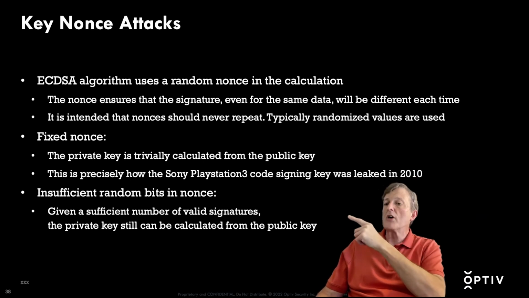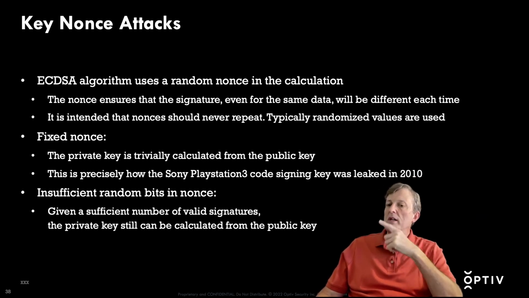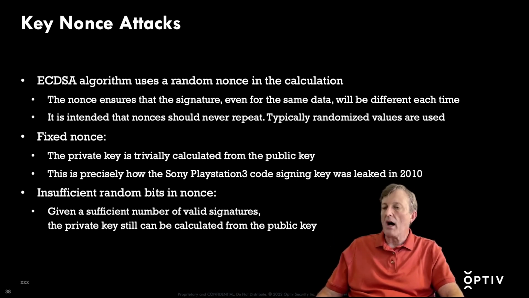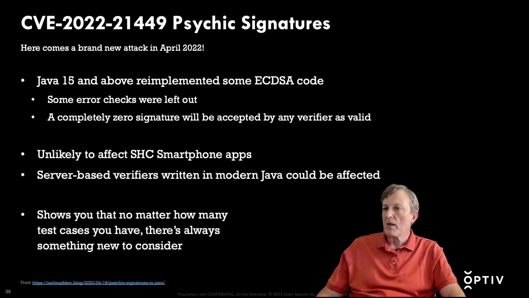Even if you are using a random nonce, but you're not randomizing it enough, given enough valid signatures, you can do some fancy math and calculate the private key from the public key. So if you're not doing your nonce correctly, what can happen is people, even without you leaking your private key, can calculate your private key and then they can impersonate you. So that's a problem for issuers to be very aware of.